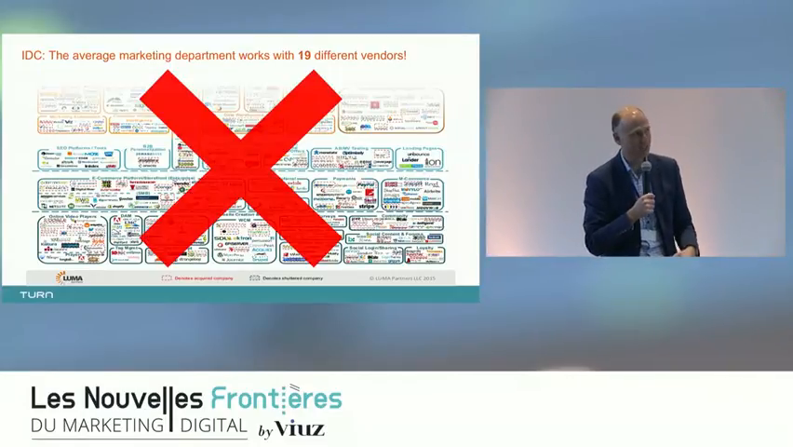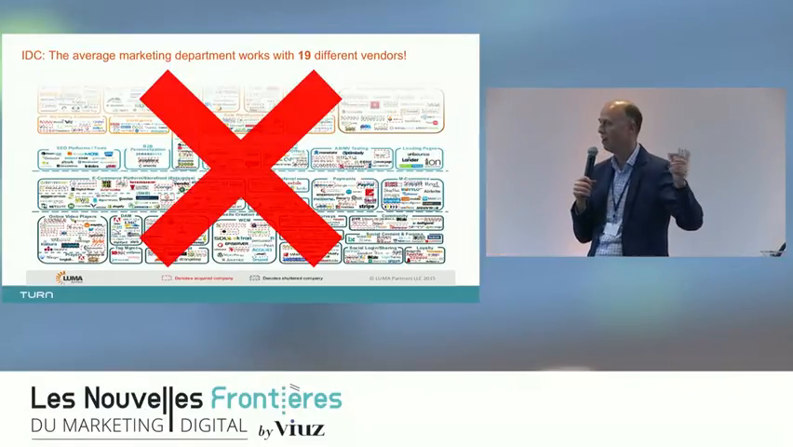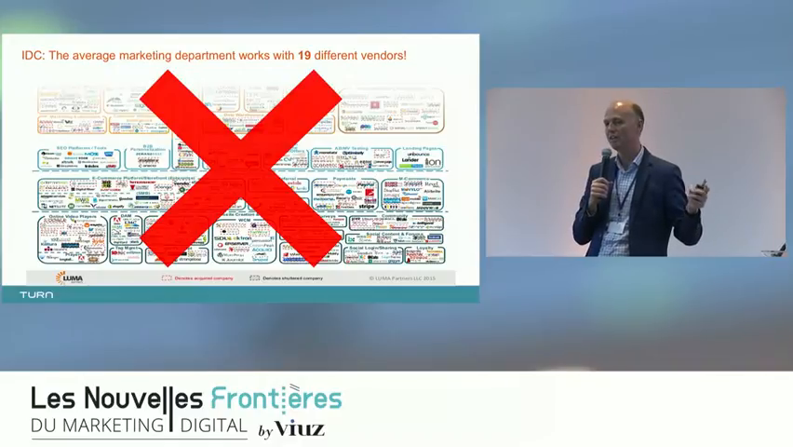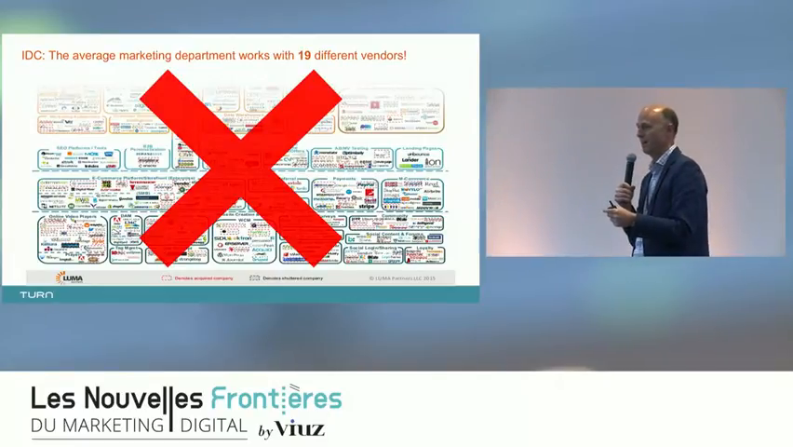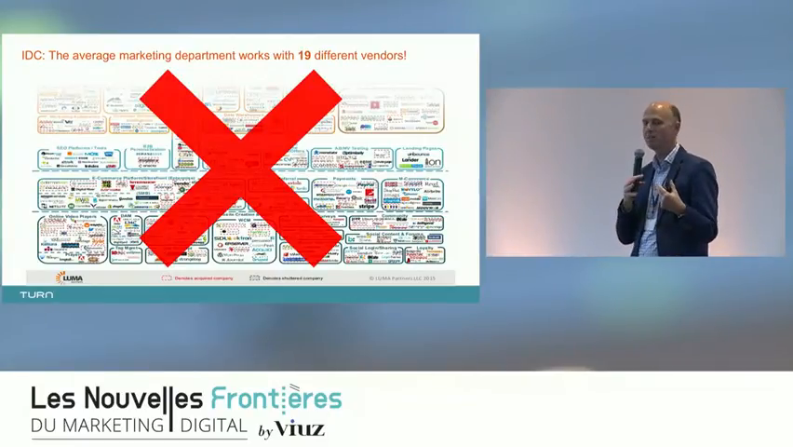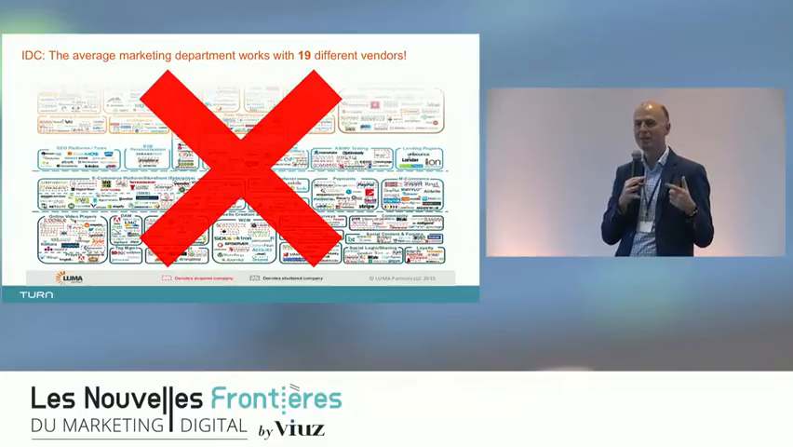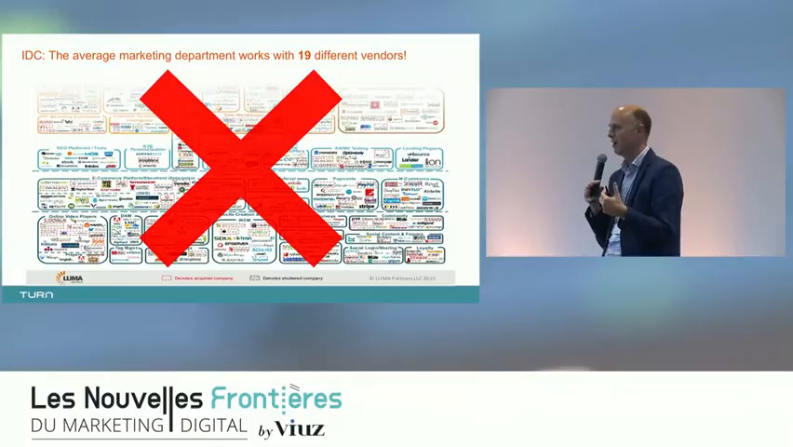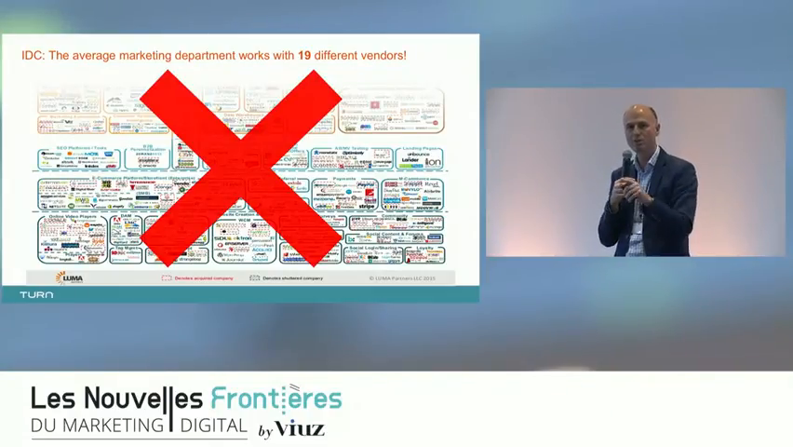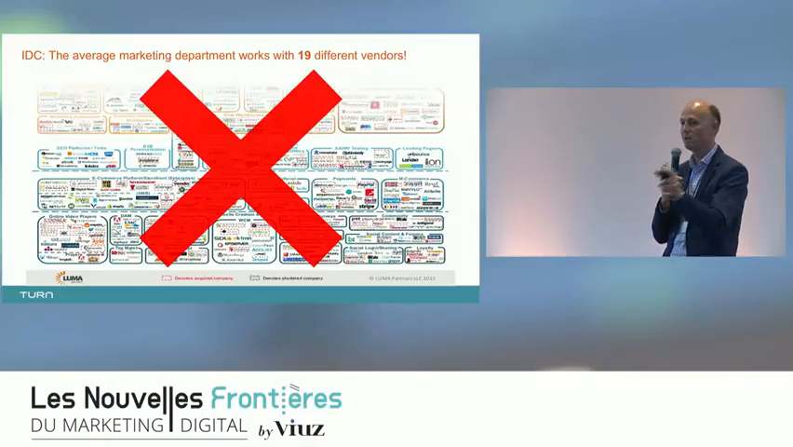There's an analyst firm called IDC who calculate that on average, marketing departments have 13 pieces of technology that they work with. How can you possibly cope with data being collected in 13 different places on average across your business? Understand that customer journey. Have a single view of the customer when data is all split up like that. It's really, really difficult to do.